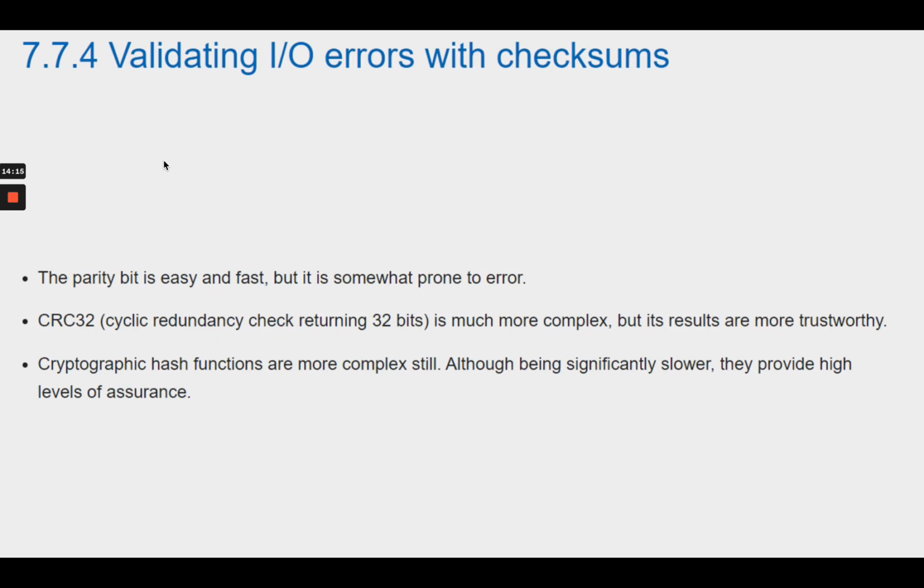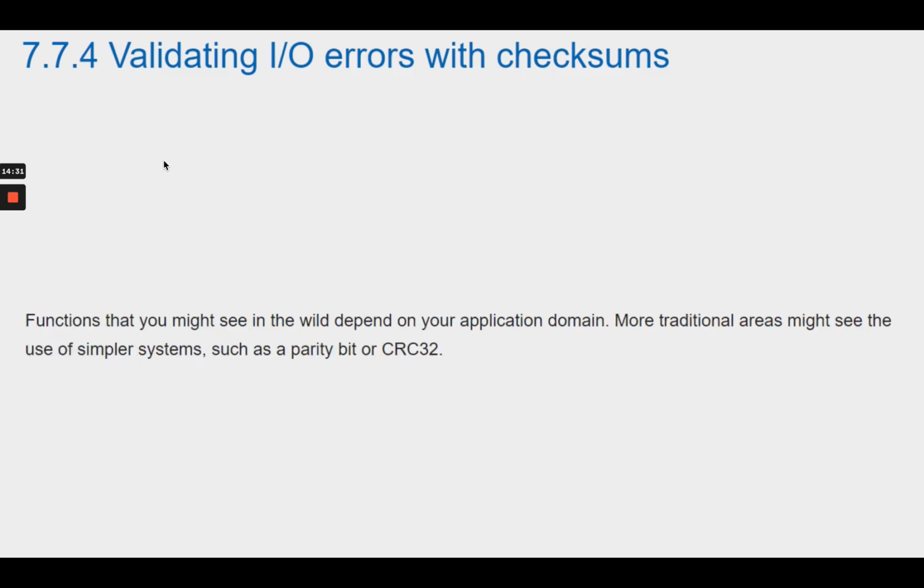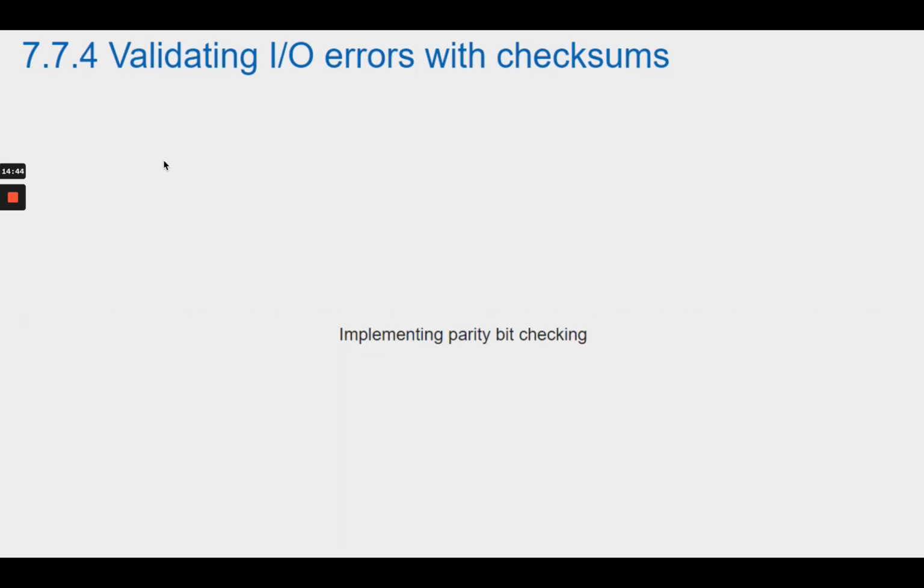CRC32, cyclic redundancy check returning 32 bits, is much more complex, but its results are more trustworthy. Cryptographic hash functions are more complex still, and although they are significantly slower, they provide a higher level of assurance. Functions that you might see in the wild depend on your application domain. More traditional areas might see the use of simpler systems, such as parity bit or CRC32.